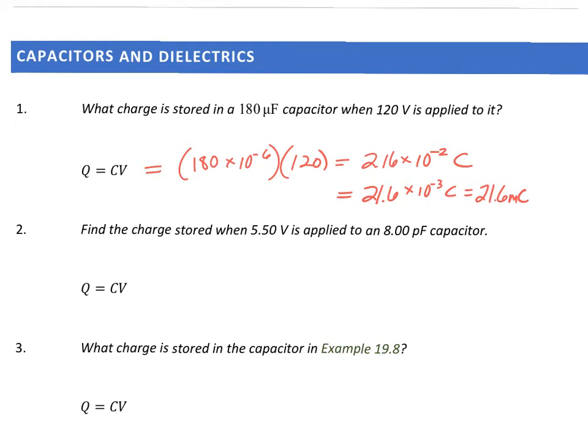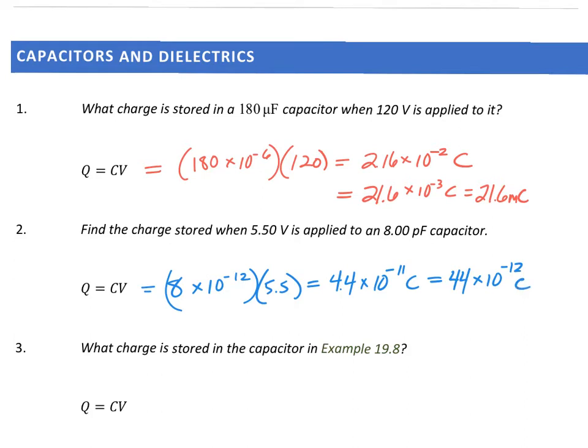Another simple one here, the same setup. Picofarads, so that would be trillionths of a farad. 5.5 volts, and so we're going to get 4.4 times 10 to the minus 11th coulombs, and it would be best to bump that up, the coefficient, by a factor of 10, which means the multiplier divided by a factor of 10, which means that what I'm dealing with is 44 picocoulombs.